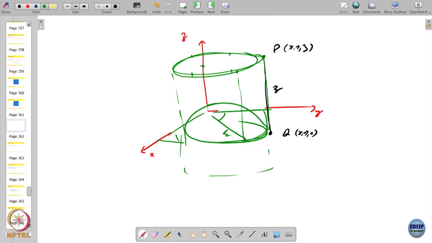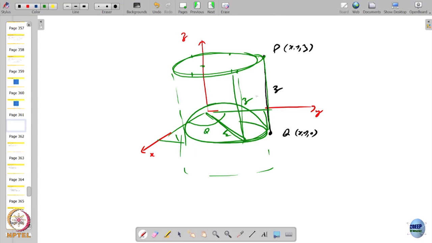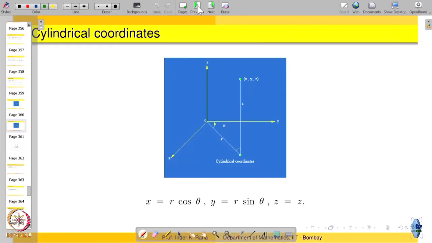So to locate it, I have to find out what this radius is, okay. And this angle from the x axis is theta. So coordinates will be r and theta. But what is r? What is that radius r? So this is z. Okay. Angle is theta. So what are the coordinates?